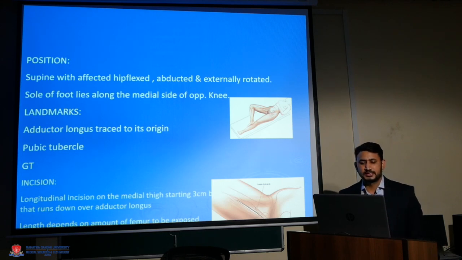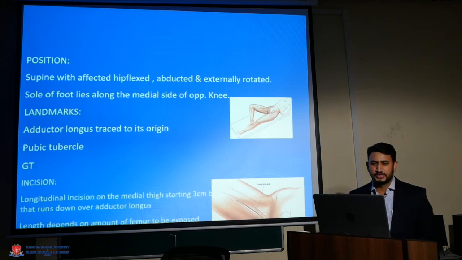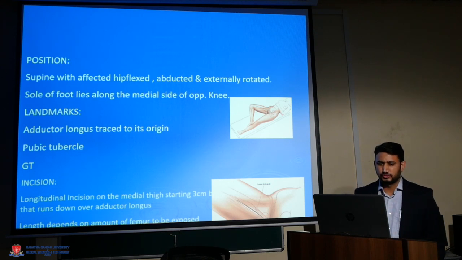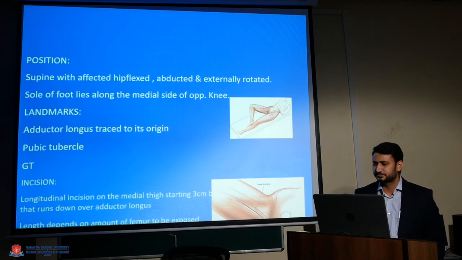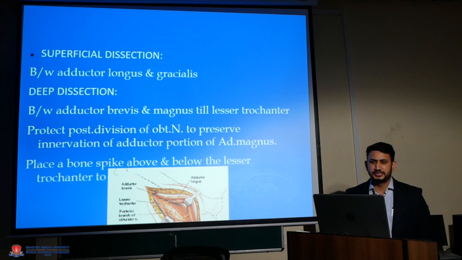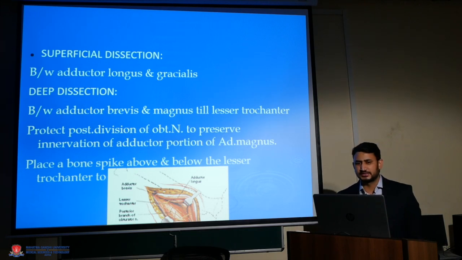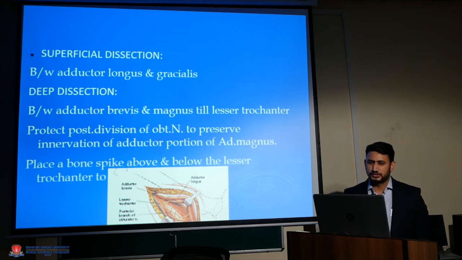The landmark here is the adductor longus muscle. You can trace it from its origin to the pubic tubercle. Incision: a longitudinal incision on the medial thigh starting 3 cm below. Superficial dissection is between adductor longus and gracilis. Deep dissection is between adductor brevis and magnus till the lesser trochanter.